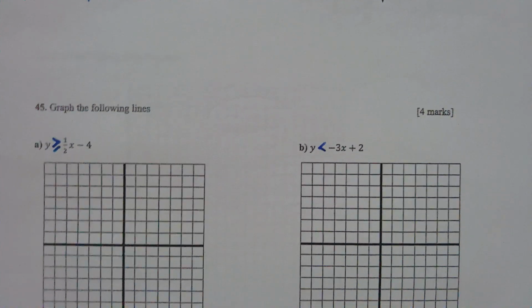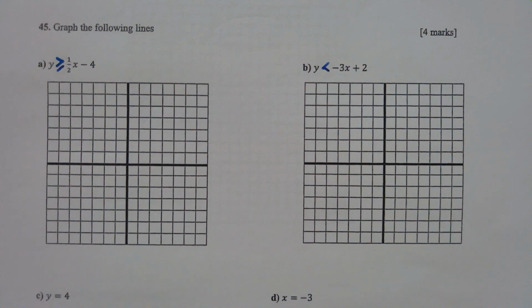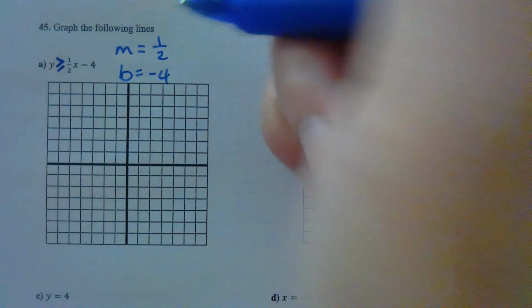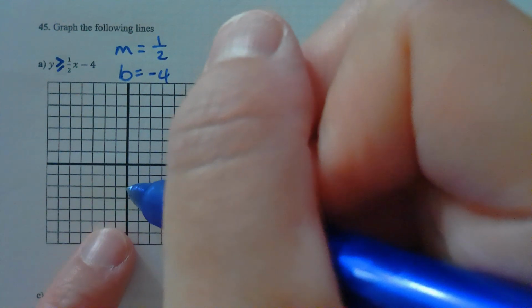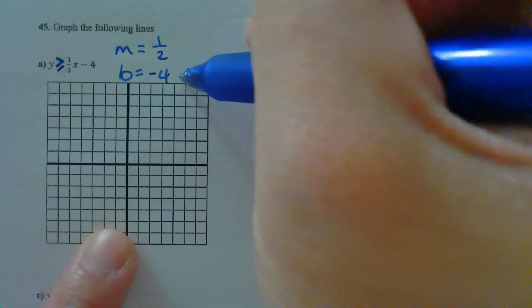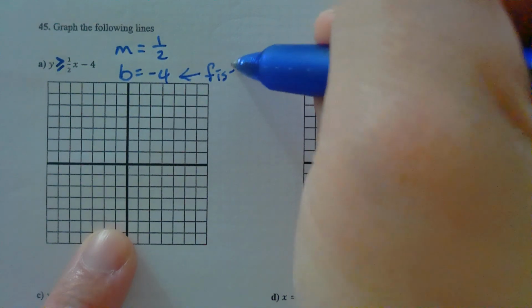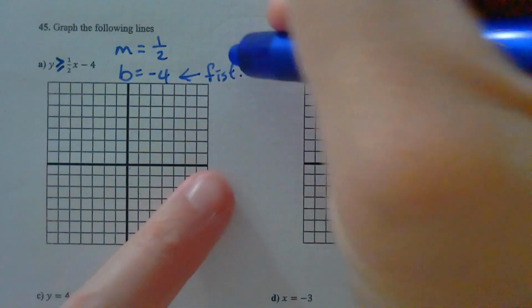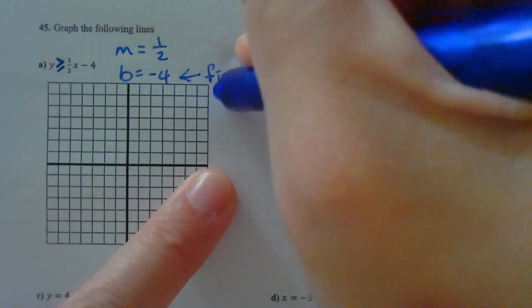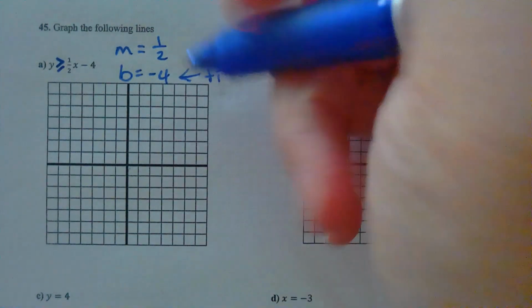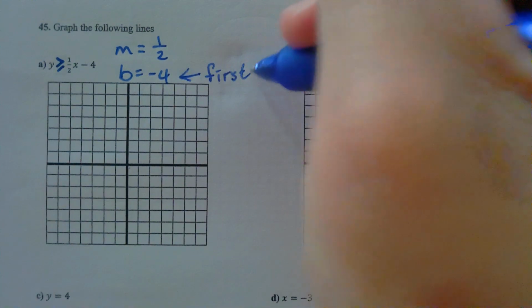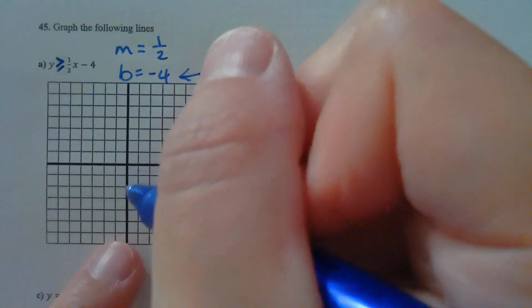Okay, last couple of questions. Now you are graphing it yourself. So m is 1 over 2, b is -4. I'm going to plot my y-intercept first. Remember, always this first. Oops, I wrote this first. Okay, so -4 right here.